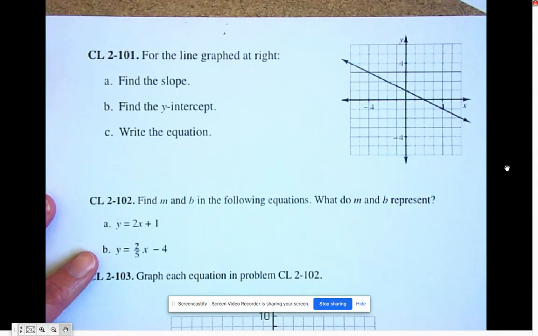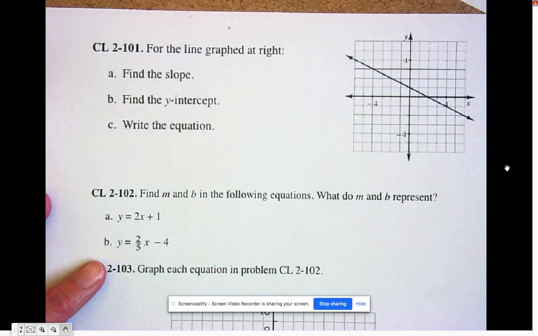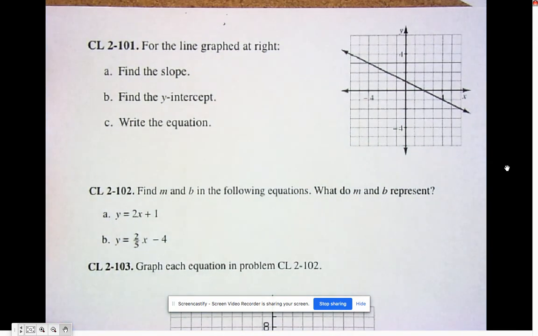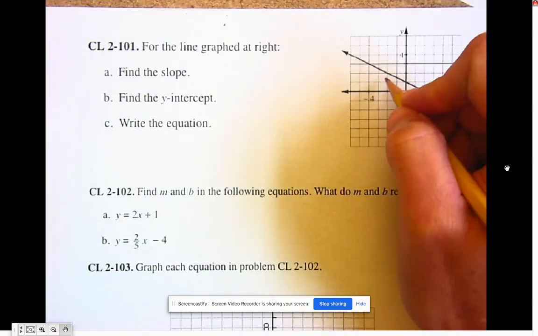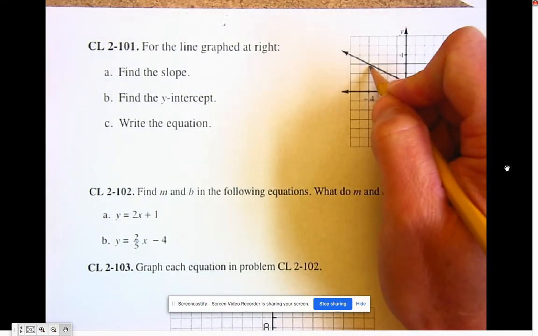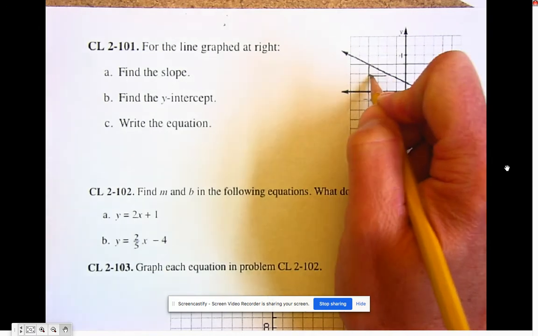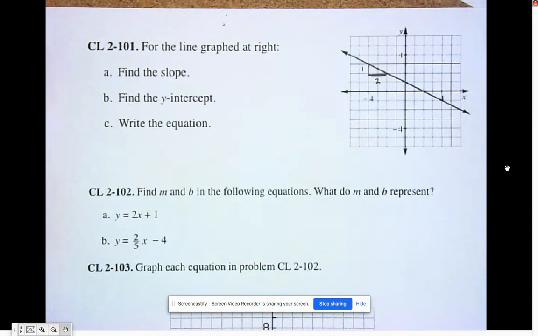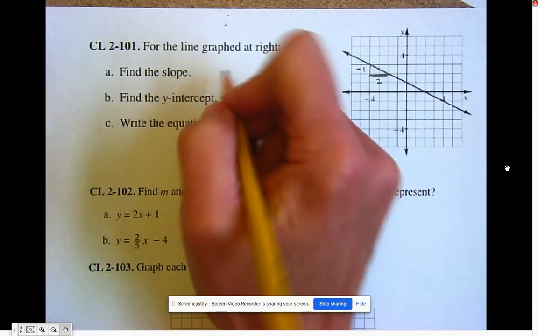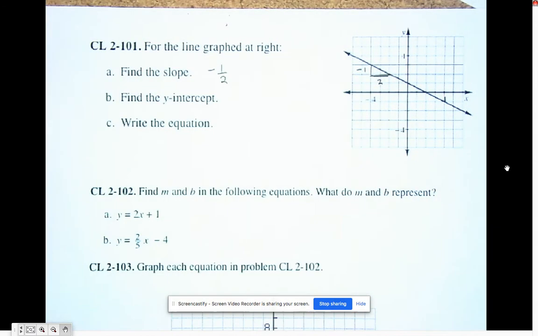Okay, so this says for 101, find the slope for this line. So I'm going to look at just trying to find a rise and run. Okay, so I think I'll make my slope triangle here. And it looks like this is 1 and this is 2, but it's actually falling. So I'm going to write -1/2 for my slope.